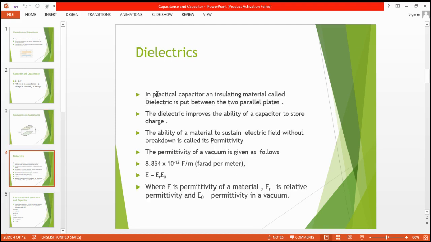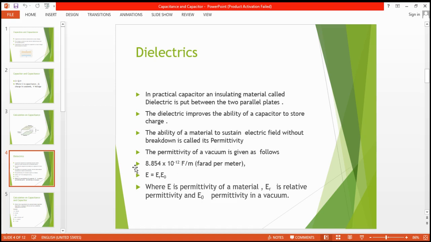Then in slide 4, we bring in the concept of dielectrics. Dielectrics are materials that have very good insulating properties. They can sustain an electric field, and when we put such materials between two parallel plates, they help enhance the capacitor's ability to store charge. When you have a vacuum there, you have this constant which we call permittivity.